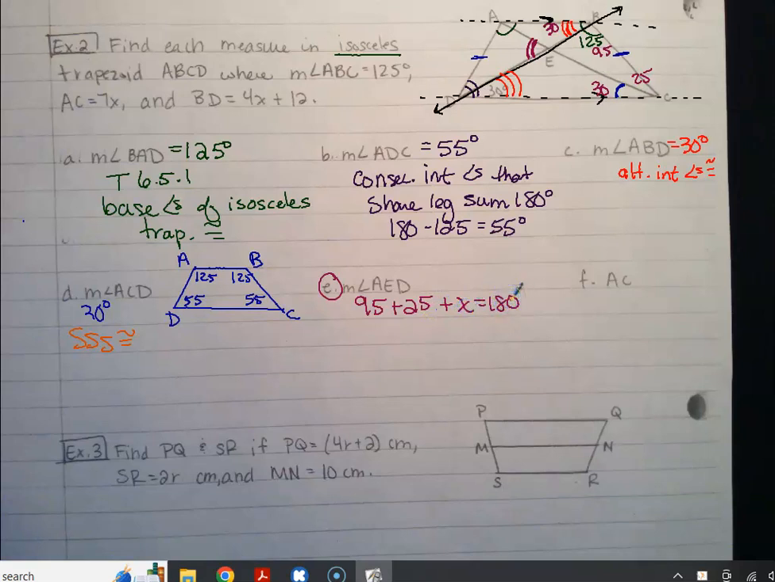So he's saying if we add 95 and 25, and then this one would be X, we'd get 180. So X equals 180 minus 120, so X equals 60 degrees. And that's the opposite angle. So opposite angles are congruent. So this one equals 60 degrees. Excellent.